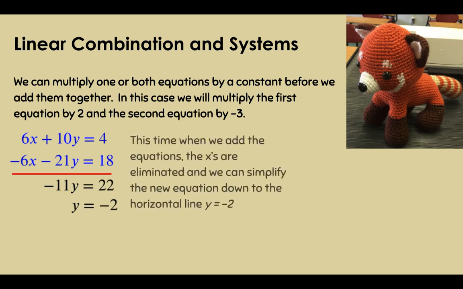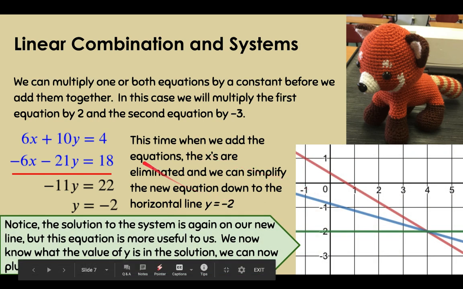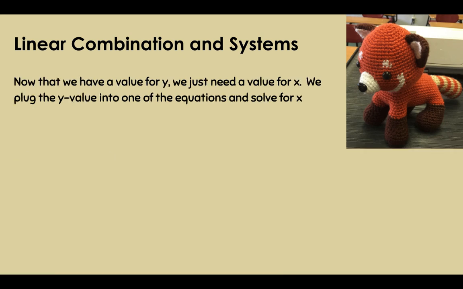Now, that tells me something. When I look at that equation, just like before, I add the two equations together, I get another line that goes through that solution point. But this line is y equals -2. That tells me something. That tells me my y coordinate. And that's where I can make use of this. Now I know what y is. I just need to find x.